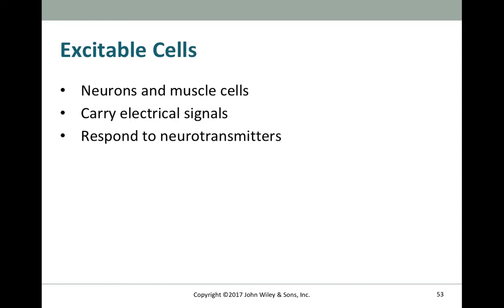Now, both your muscular cells and your neurons are going to be what we call excitable cells. They are excitable because they can actually carry an electrical signal. They'll respond to the neurotransmitters, and that's going to cause them to generate the signal so that they can exhibit their actions.